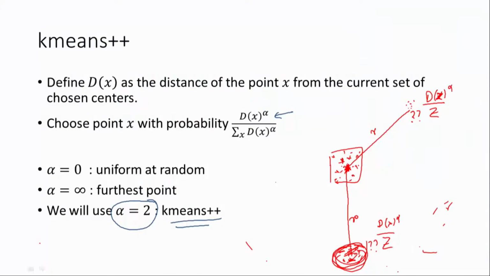Unless, let's say that we have very small outliers that are very far apart from the center. Then, because this capital R is much more than the small r, the probability here is proportional to capital R to the power alpha divided by the normalization factor. I'm writing Z as a normalization factor, which is the same for everything. And it's possible that this is much more than the total probability here.